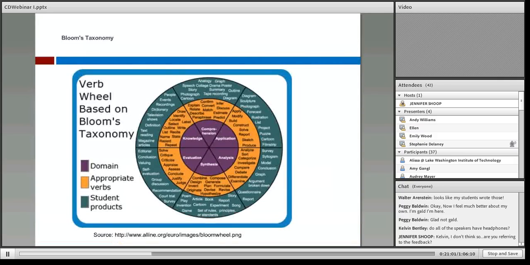When you do think about it, one of the things that can help is looking at the verb wheel from Bloom.